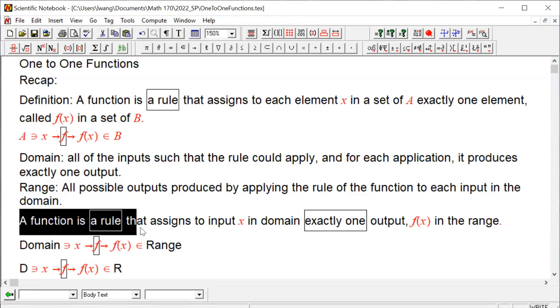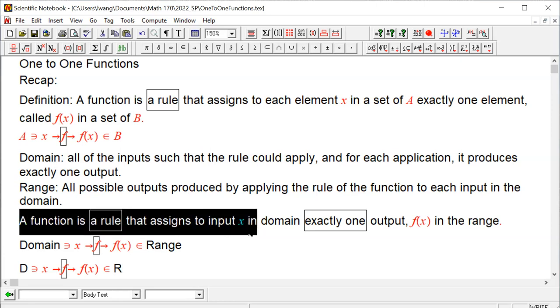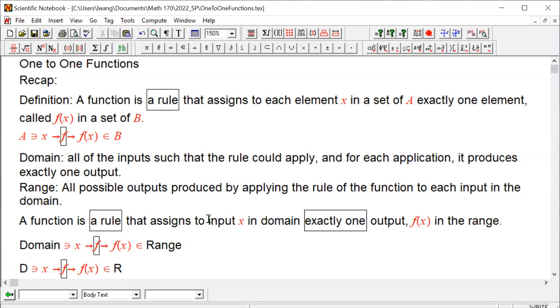So a function is a rule. We have a shorter version of the definition where we say the number from the domain is called the input, and the number in the range is called the output.